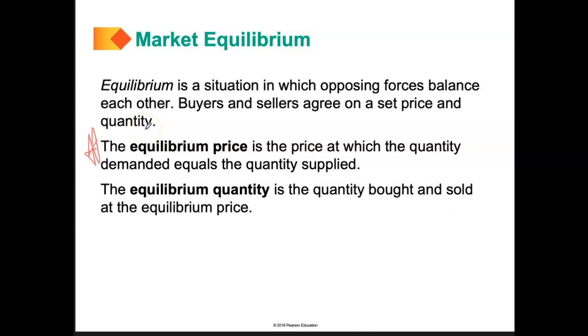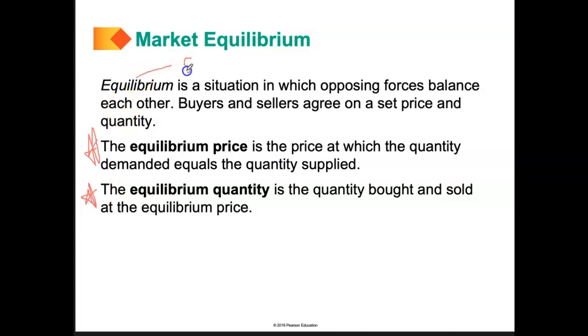And then you have the equilibrium quantity, which is the quantity bought and sold at the equilibrium price. So the quantity that buyers or consumers want to buy and the amount that sellers or suppliers want to sell are always equal at the equilibrium price. The equilibrium price and the equilibrium quantity are two things that you need to know.